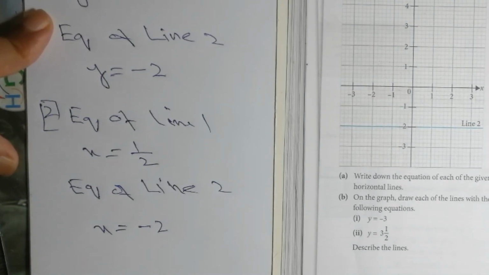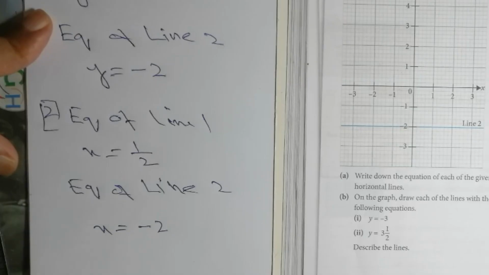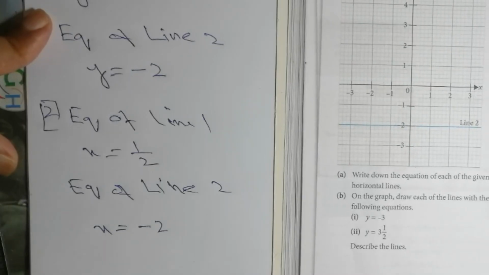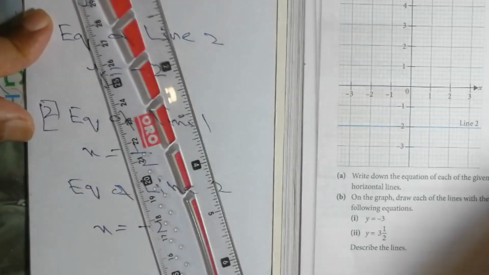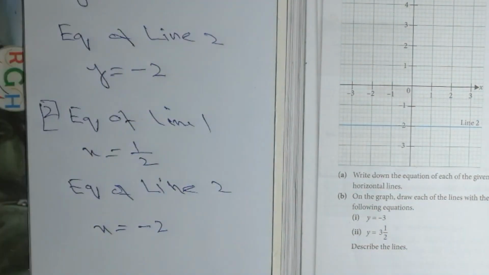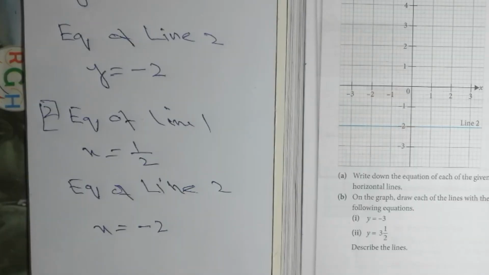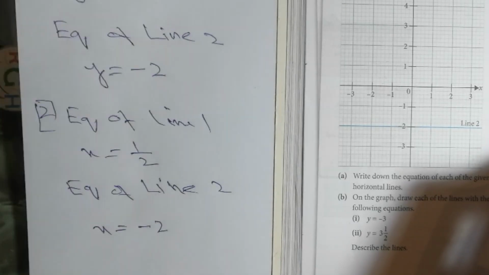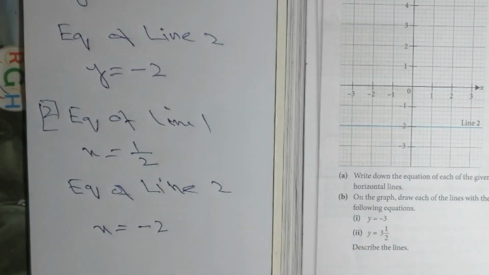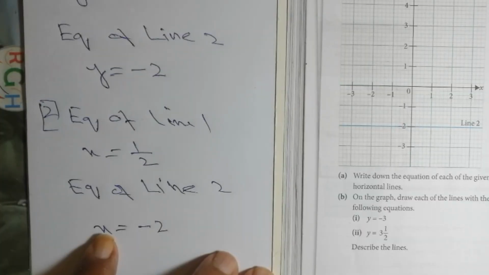Next is part B of question 2. On the graph, draw each of the lines with the following equations: x equal to 1. This will be a line just like this one, but from 1. So just draw the line here. And x equal to minus 2 and a half. Minus 2 is this one, and half is the midpoint, so take the midpoint and draw the line parallel to the y-axis. So this will be x equal to minus 2 and a half.